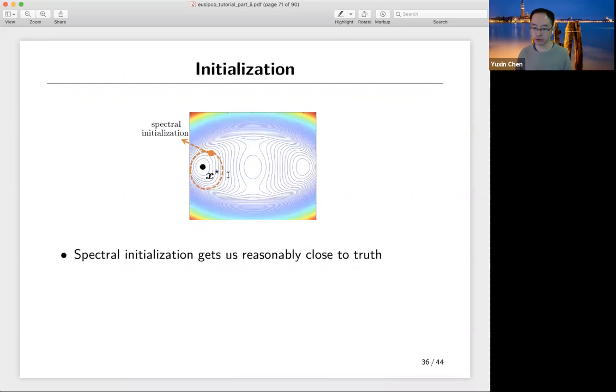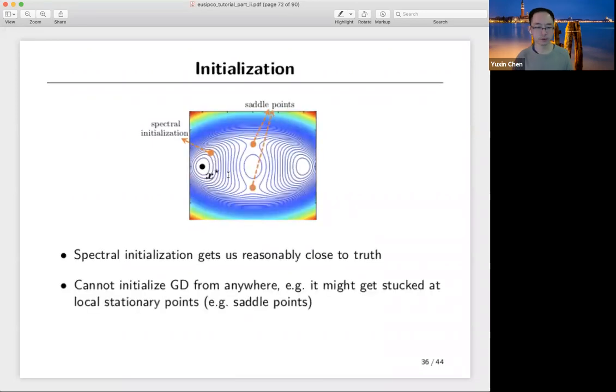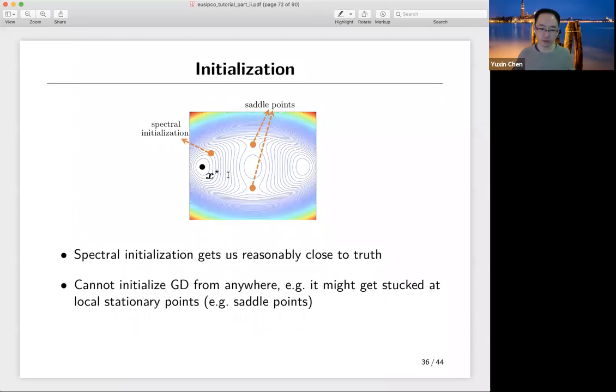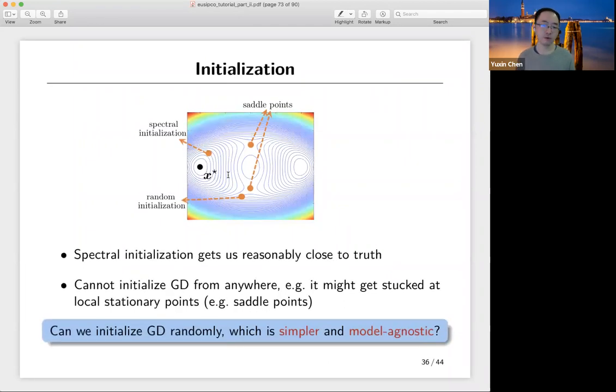Now the question is, is this crucial for achieving fast convergence? First of all, we definitely know that we won't be able to just initialize it arbitrarily. Because for example, if you happen to hit some of the saddle points, gradient descent is not going to be able to jump out of the saddle point region. You might get stuck there, unless you use a smarter way to get away from these saddle points. So you do need to make sure that you don't hit the saddle point. However, if this is the only thing that we need to do, then it's going to be very easy, because you can just start randomly and with probability zero, you are going to hit the saddle point.